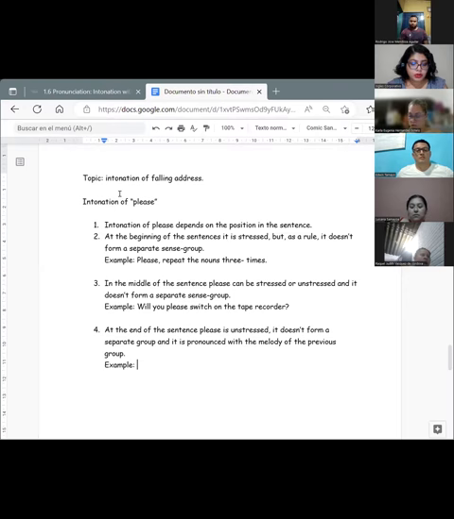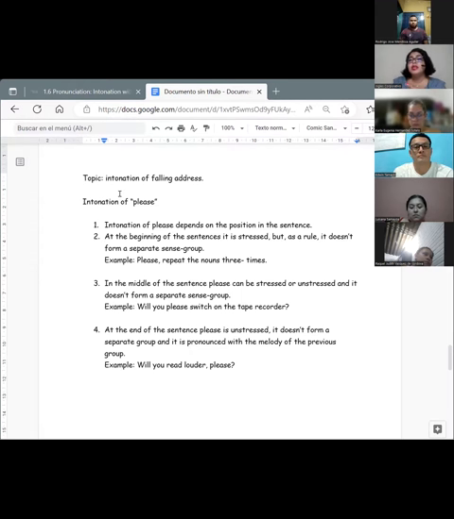Will you read louder, please? Would you read louder, please? Will you read louder, please? And we don't make a pause in this case. Would you read louder, please? No hacemos pausa, no nos detenemos. Simplemente seguimos con la misma tonalidad de la palabra.